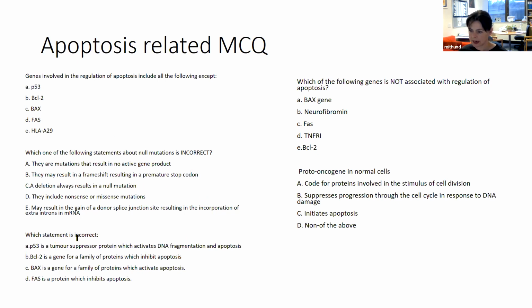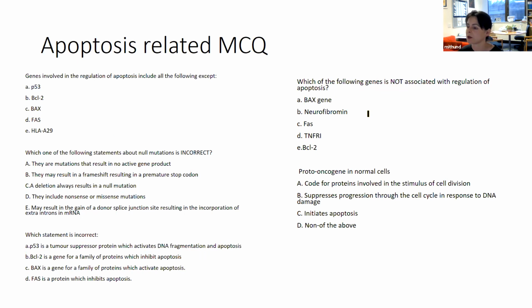This one, what statement is incorrect? So this is kind of a mean one. Yes, D, well done. Yeah, FAS doesn't inhibit apoptosis. Okay, about this one, which of the following genes is not associated with regulation of apoptosis? Yep, B is correct. So neurofibromin, we just talked about that one.